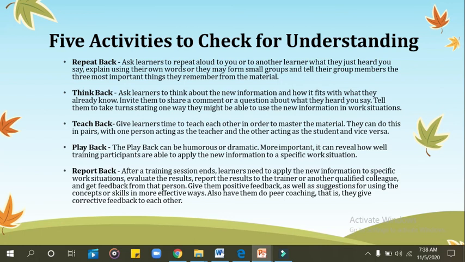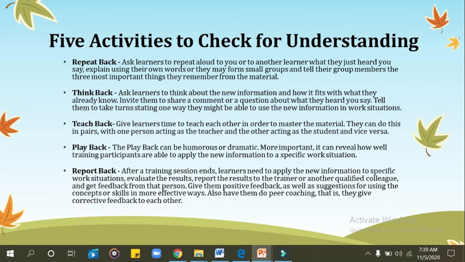Then we have teach back. Give learners time to teach each other in order to master the material. They can do this in pairs with one person acting as the teacher and the other acting as the student. Then we have play back. Do a short improvisation with the participants using both yourself and volunteers to demonstrate important concepts you've just taught. And lastly, we have report back.